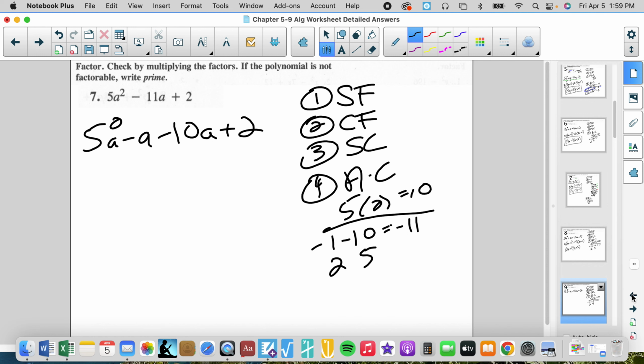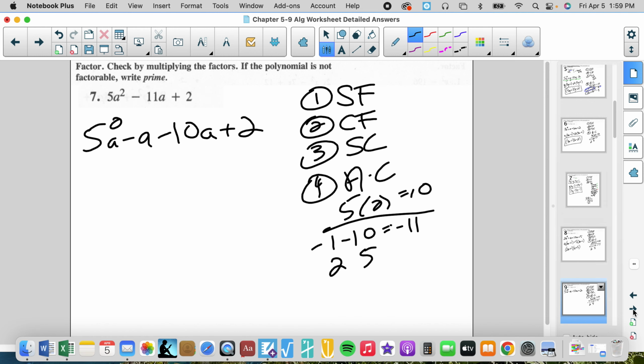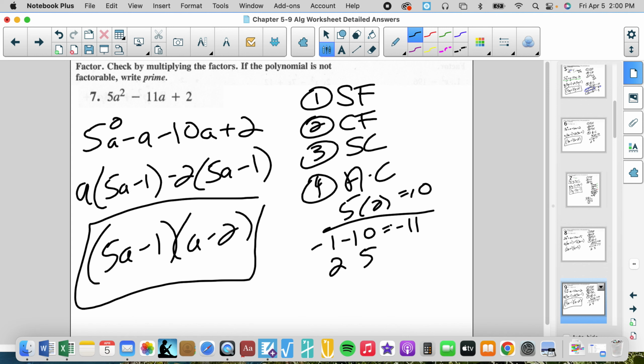Or is this the same problem that I just... No. Oh, they switched them. That's all right. That's interesting. We're going to factor out an a. We get 5a minus 1. We're going to factor out a -2. We get 5a minus 1. 5a minus 1, a minus 2. Close. Similar. Very similar.